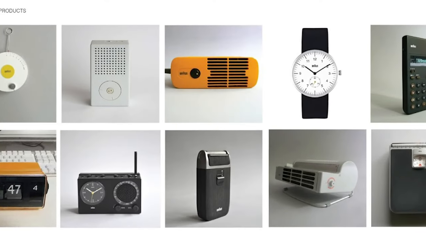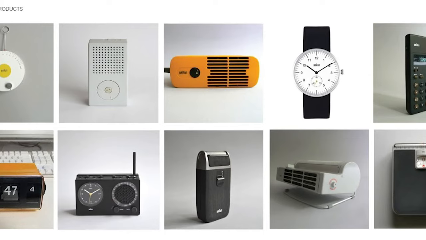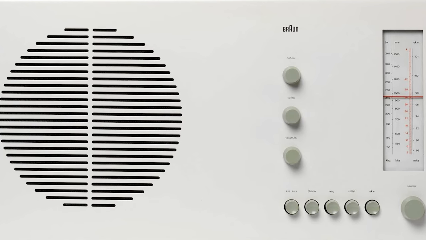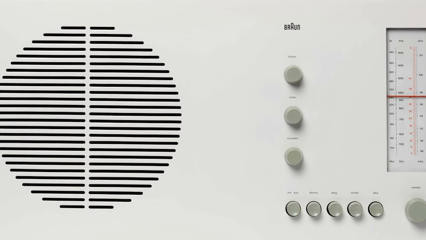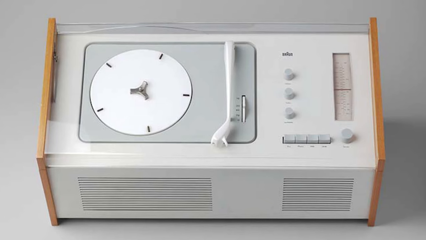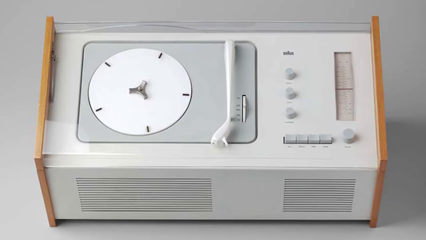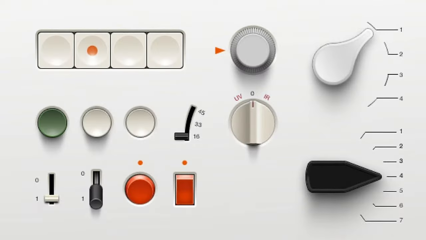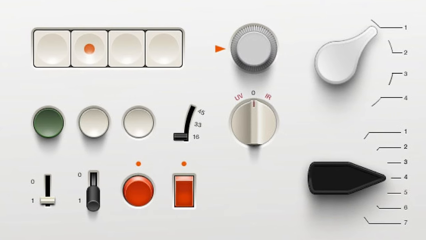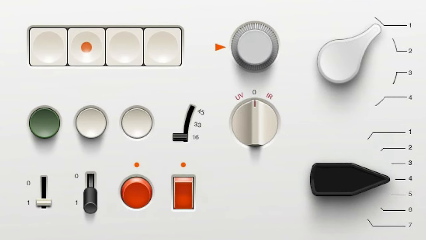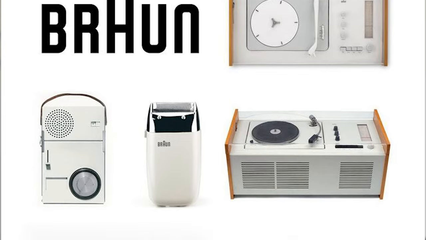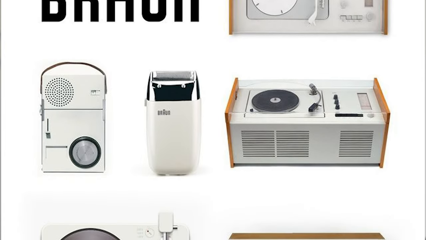So when we think about this design language that represents a brand, think about a brand that you like. What kind of forms, what kind of colors, what kind of finishes, what kind of surface transitions do they represent product after product? The more consistent you are in representing a brand, the more people connect to it and are more willing to buy from it.